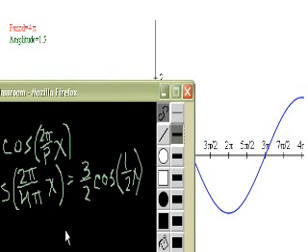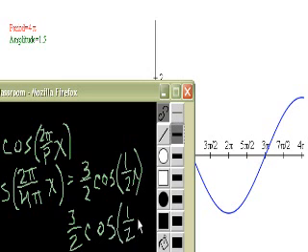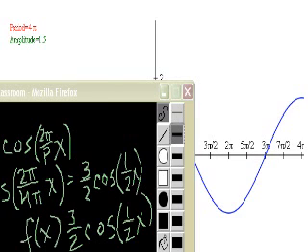So I could just say, well, that's 3/2 cosine of how many cycles do I complete in 2 pi radians? Well, I only complete half a cycle. 3/2 times the cosine of 1/2 x. So that's our f of x.